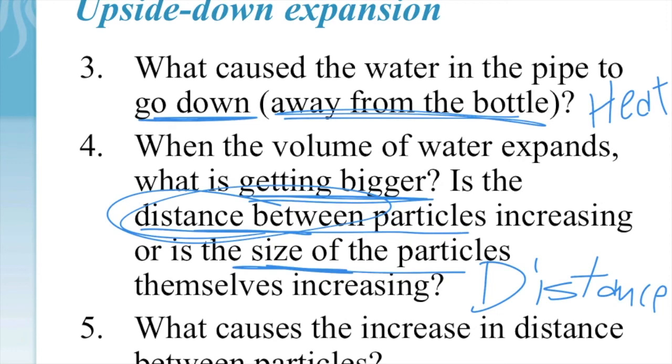So again, what causes this increase in distance between the particles? Heat and kinetic energy. It's the heat. It's energy. The particles, when they have heat, they move faster. They move farther apart. They need more room. They bump into each other. They need more space. They expand. All of that goes together.